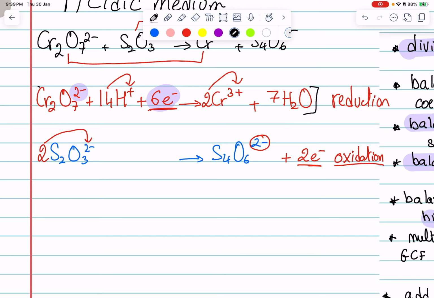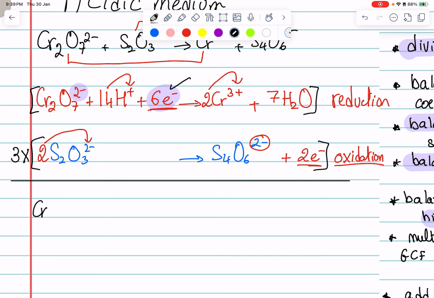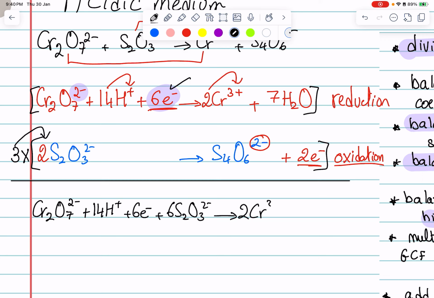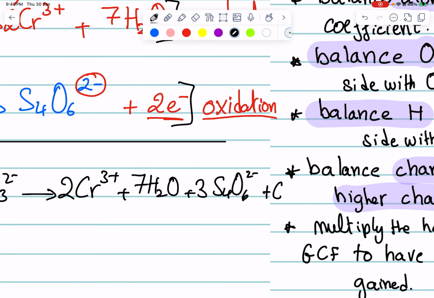So we are going to multiply the oxidation only by 3 to make it 6 electrons lost and 6 electrons gained. And we add the two equations together. So Cr2O7 2-, and 14H+, and 6 electrons, and 6S2O3 2-, giving 2Cr3+, 7H2O, 3S4O6 2-, and 6 electrons.